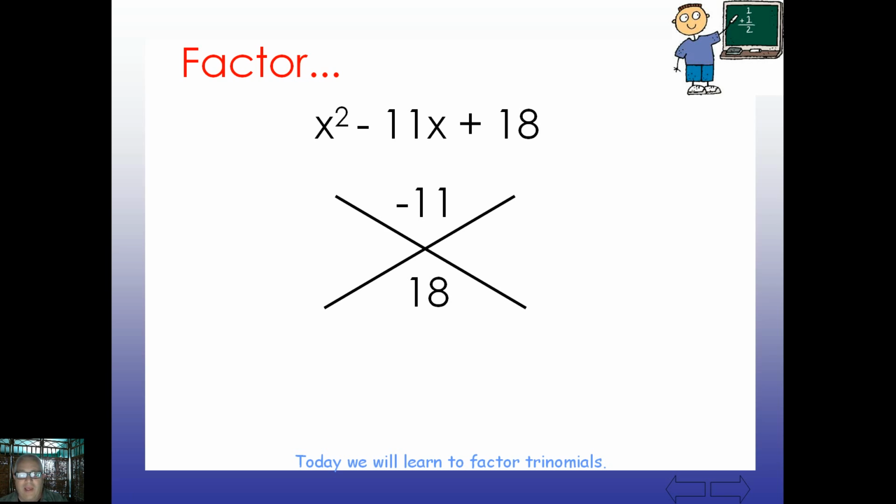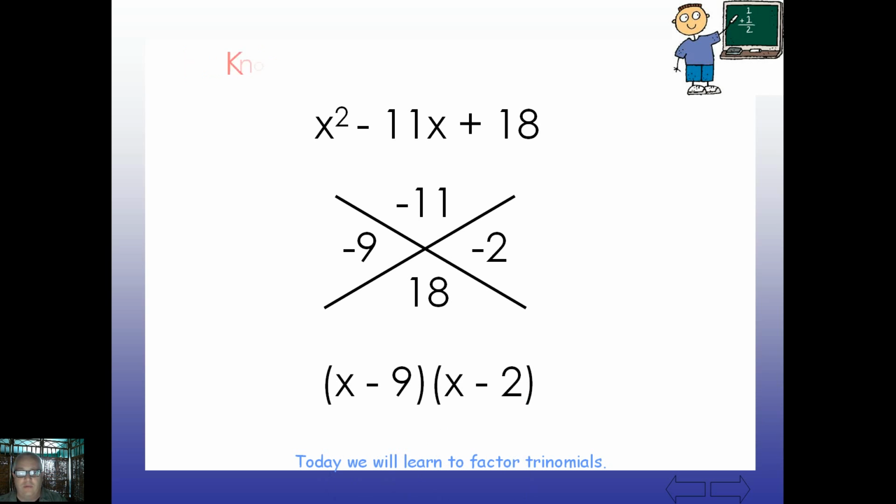Two numbers that add to negative 11, yet multiply to positive 18. So we know that if we have a positive number down here, don't the signs have to be the same? Either both positive or both negative, right? And because we're adding and we get a negative answer, both of them should be negative. So how about negative 9 and negative 2? And now your answer looks like this, just like you think: x minus 9, x minus 2.